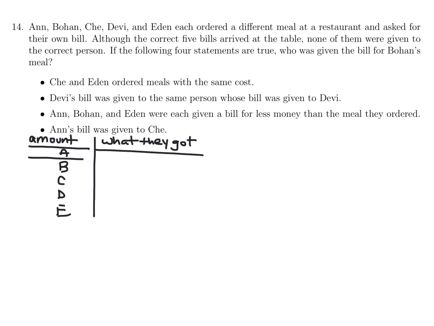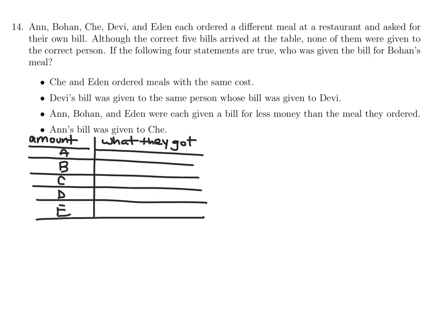Okay, so let's experiment here. Let's see what happens. If I'm wrong, I'll try something else. We are only told one piece of helpful information, and that's this one, that Anne's bill was given to Shay. So Shay actually got A. That's all we know.